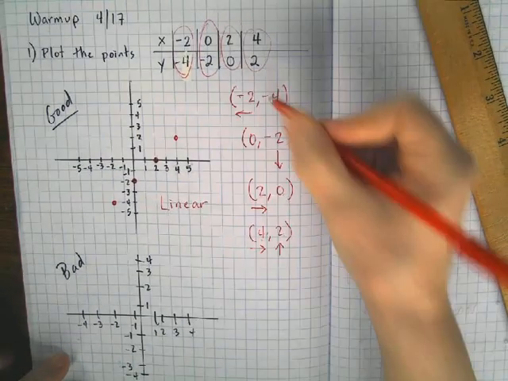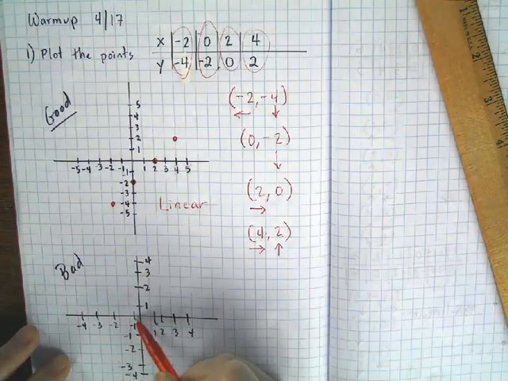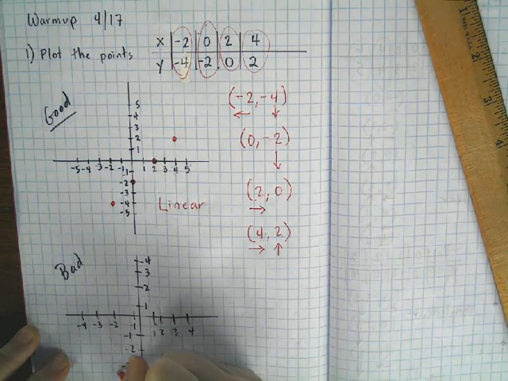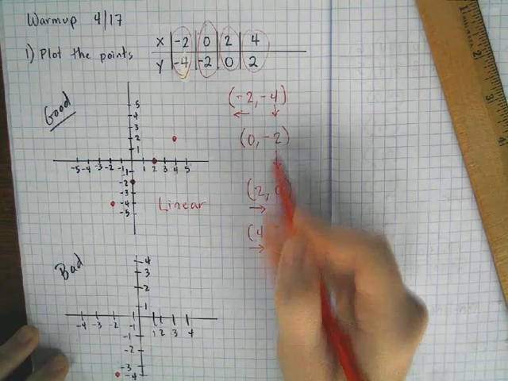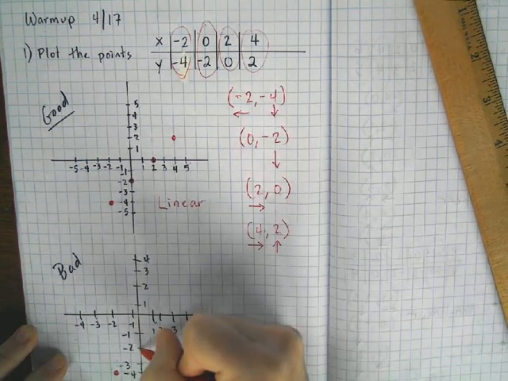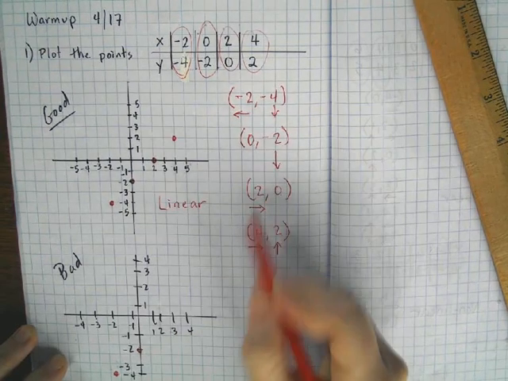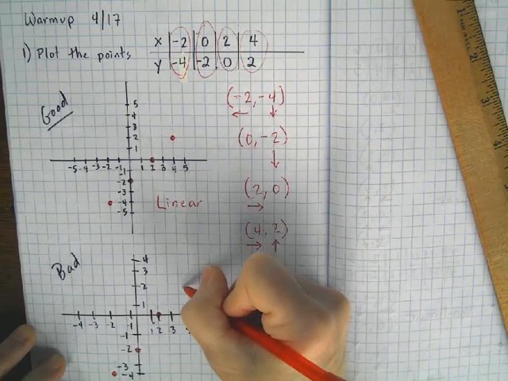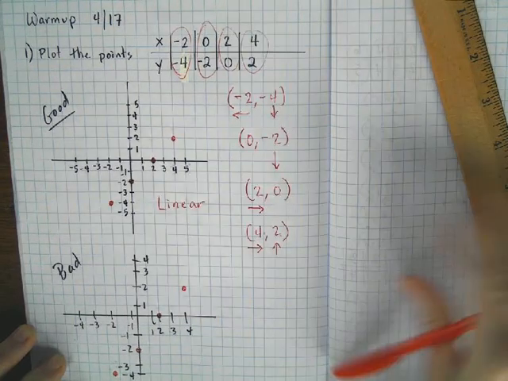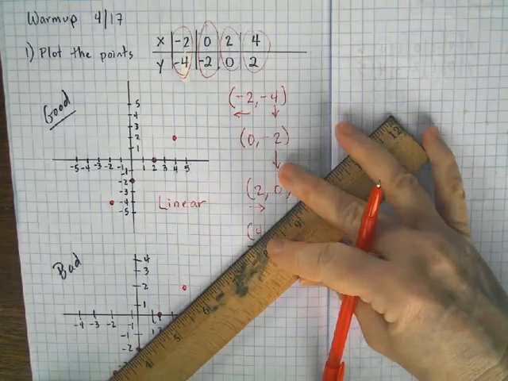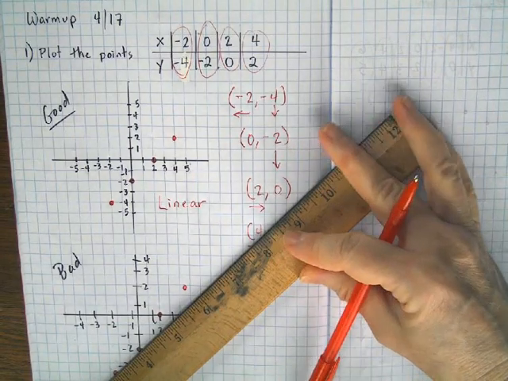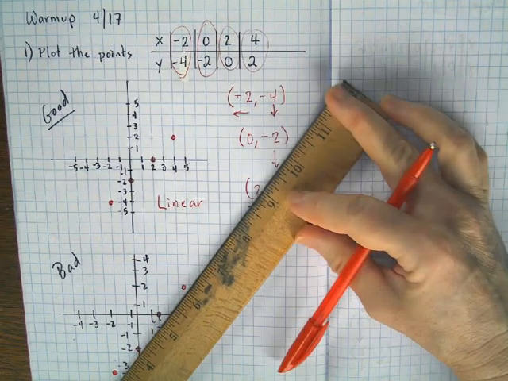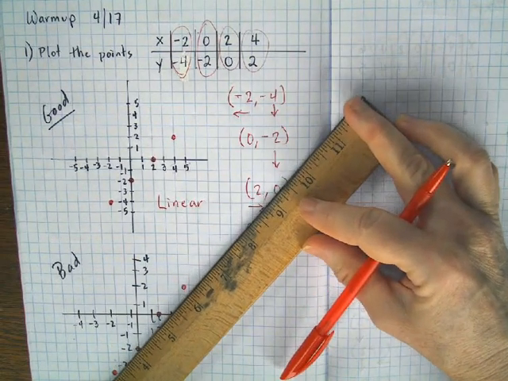-2, -4. Oh, I forgot to say that's going down. -2, -4. 0, -2. 2, 0. 4, and 2. Now, are those nice and straight? Look at that. That's terrible. I can't make them all touch the ruler. Bad. Bad graph.